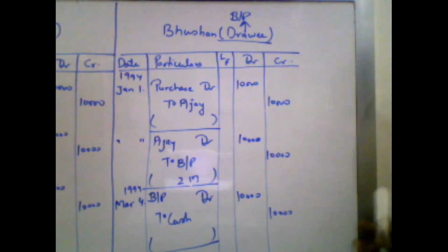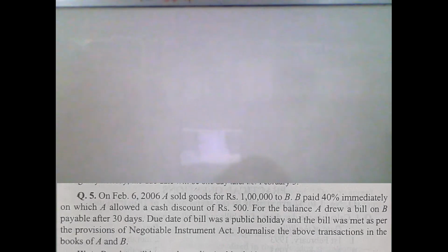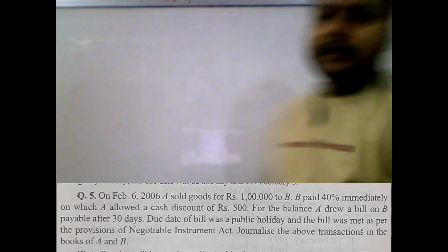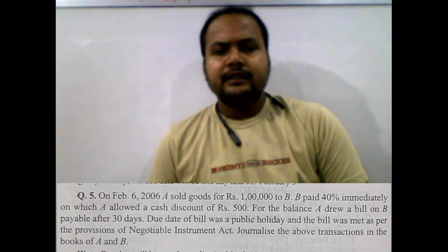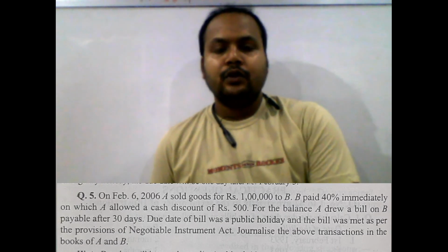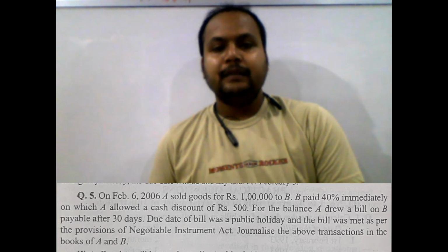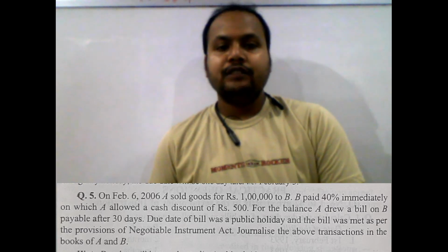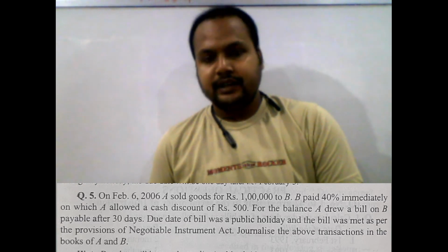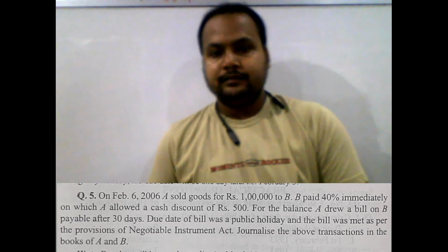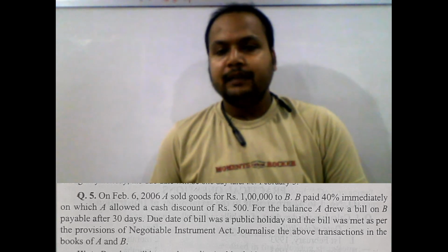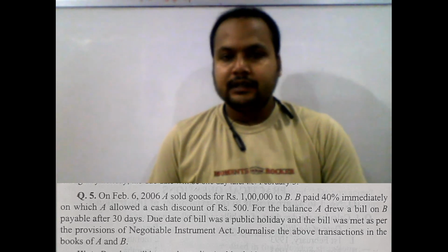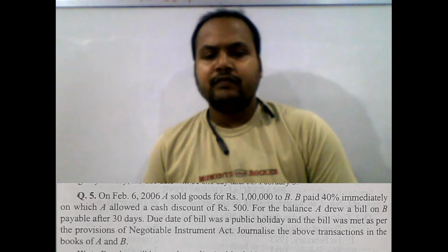So let's take one more example and I will solve one by one all the journal entries. You can see the next question on your screen, question number 5. On February 6, 2006, A sold goods for rupees 1 lakh to B. B paid 40% immediately, on which A allowed a cash discount of rupees 500. For the balance, A drew a new bill on B payable after 30 days. Due date of bill was a public holiday and the bill was made as per the provision of Negotiable Instruments Act. Journalize the above transaction in the books of A and B.